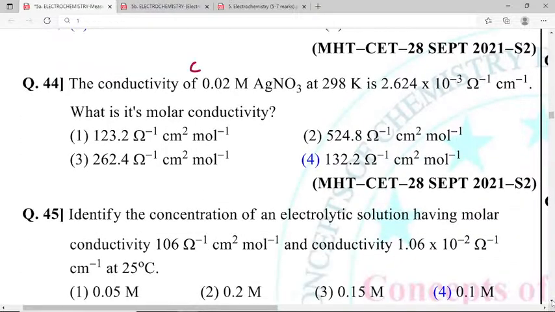The concentration is given, and the conductivity is also given. How to calculate molar conductivity? Molar conductivity is equal to 1000 K divided by C. Put the values in and we get the answer 132.2 per ohm centimeter square per mole.